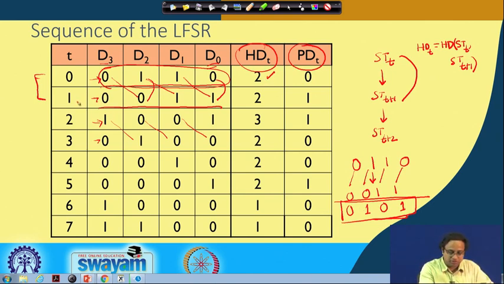Likewise, the Hamming distance between the clock cycle 1 state and the clock cycle 2 state is also 2, but you can see that between 2 and 3, if I XOR them, I have got 1 here, I have got 1 here and I have got 1 here.